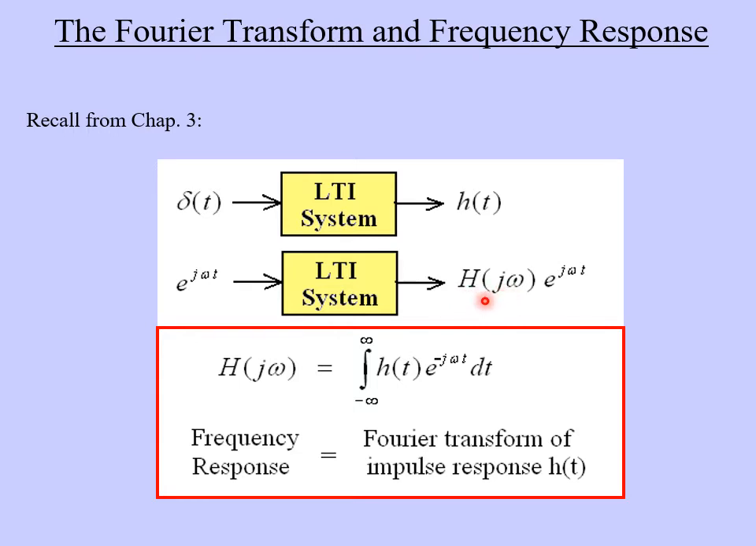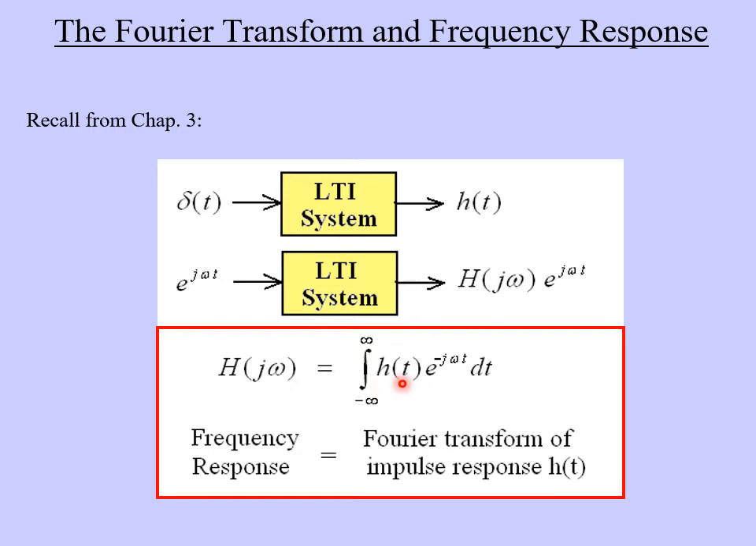Now we can see why we're using the letter h here for frequency response. Back in Chapter 3, we defined the frequency response, H of j omega, as this integral shown right here. But now that we're in Chapter 4, we can see that this integral is the definition of a Fourier transform. In fact, it's the Fourier transform of little h of t, which is the impulse response.